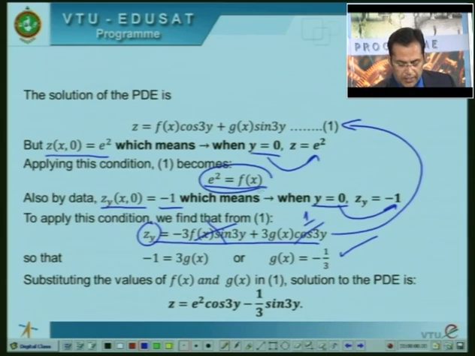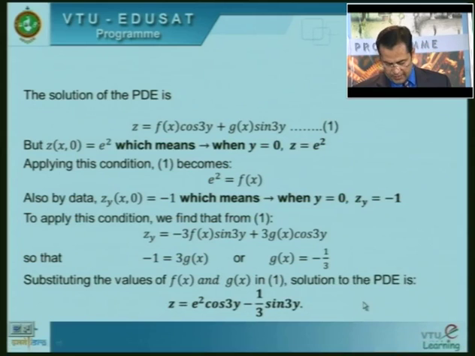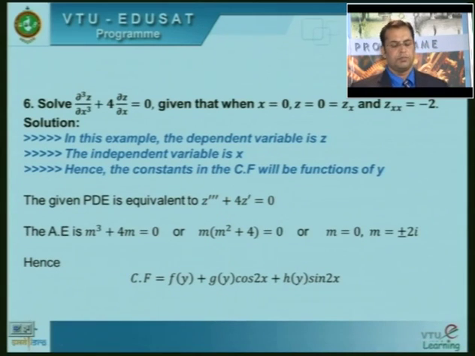Now, finally, substitute the f x and g x values obtained in equation 1 to obtain the solution as z equal to e square cos 3y minus 1 by 3 into sin 3y.